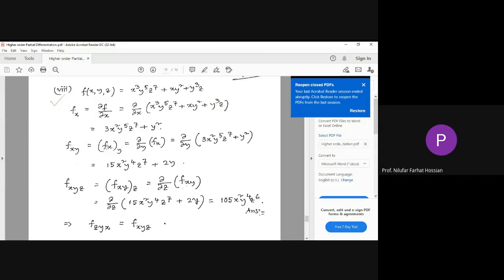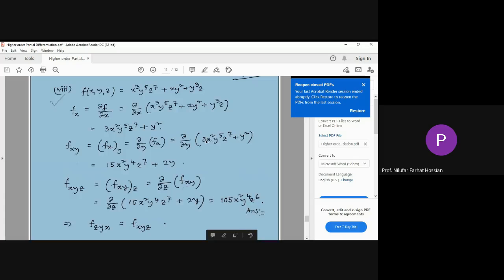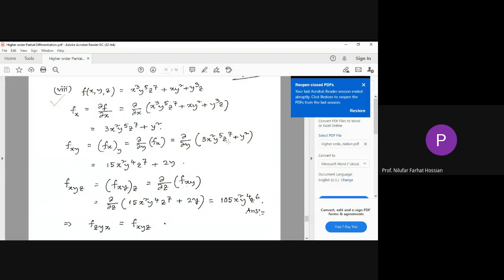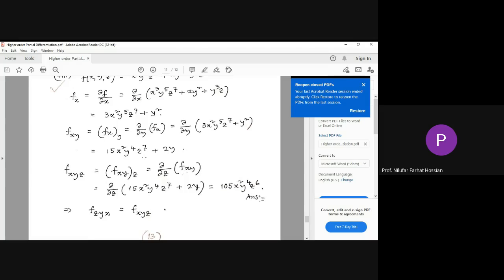So here, del y of fx. Your fx is this, del y. Both the terms contain y. So this term will give you what? Y to the power 5 will give you 5 y to the power 4. That means 15 x square, y to the power 4, z to the power 7 plus 2y. And then finally, with respect to z, this term will give you 0. And for the other term, with respect to z, it will give you 7 into 15, 105 x square, y to the power 4 into z to the power 6.